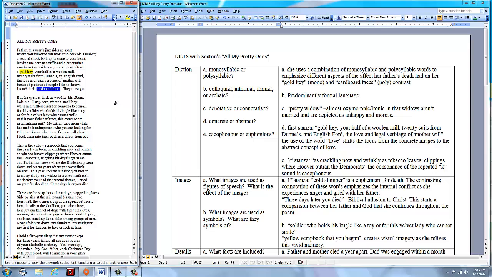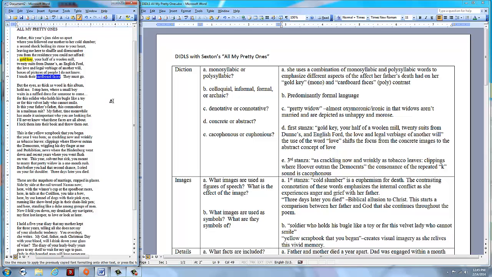Moving down to the next section, we're looking at the type of language Sexton's employing, and predominantly she's using formal language. We talked about the term verbiage, the use of referring to her father as having an alcoholic tendency in the last stanza versus perhaps if it were informal, just calling him a drunk.